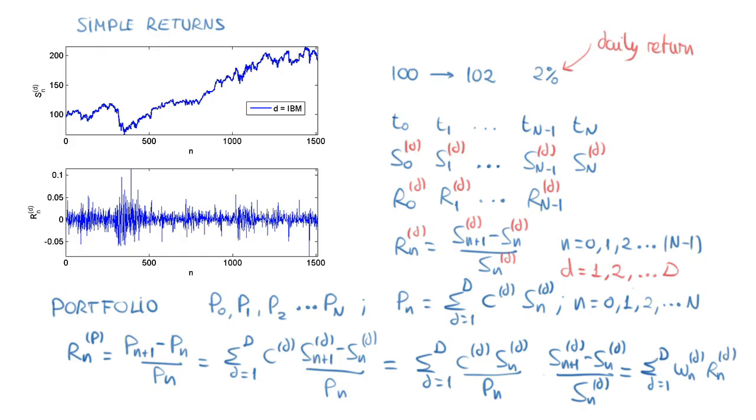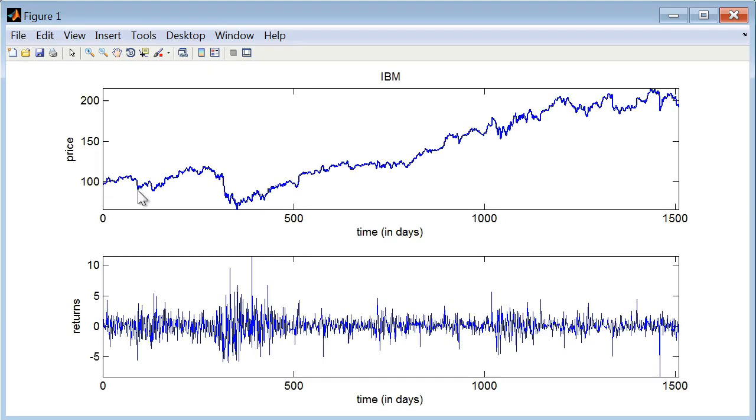Let's look at the series of returns for the components of the portfolio that we have created. So this is the time series of prices for IBM. We can see that the series is highly non-stationary. If we take, for instance, the average in this period, the series is increasing. In this period, however, the average is decreasing.